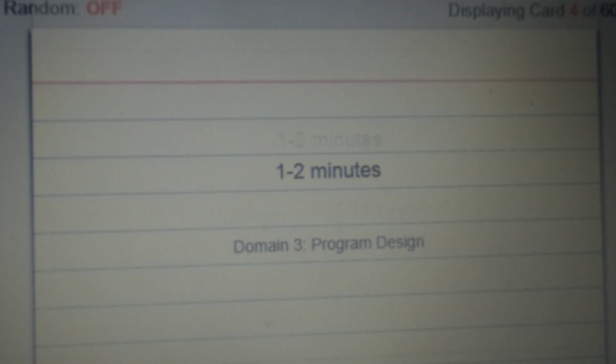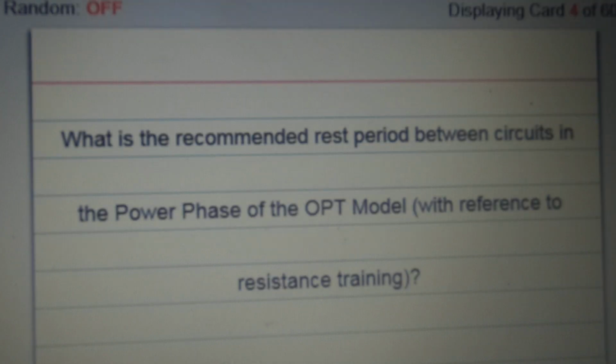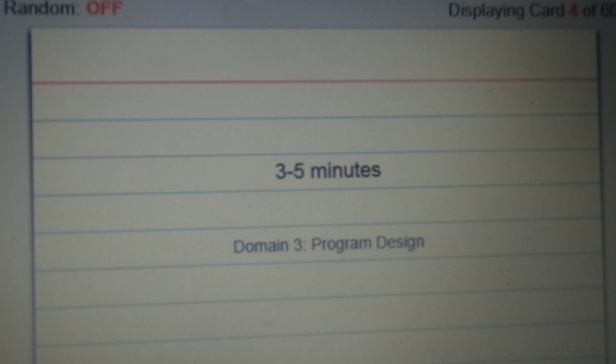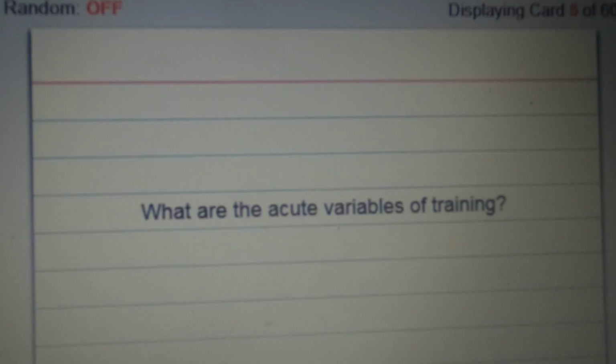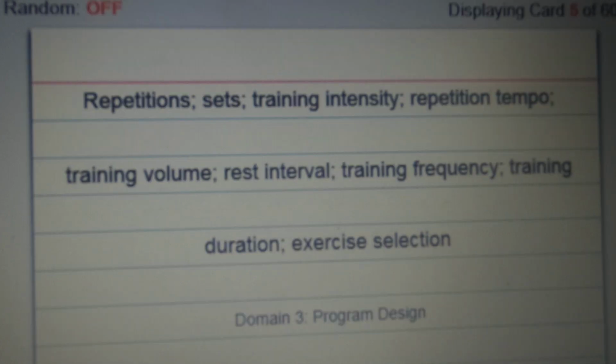1 to 2 minutes. What is the recommended rest period between circuits in the power phase of the OPT model with reference to resistance training? 3 to 5 minutes. What are the acute variables of training? Repetitions, sets, training intensity, repetition tempo, training volume, rest interval, training frequency, training duration, training exercise selection.